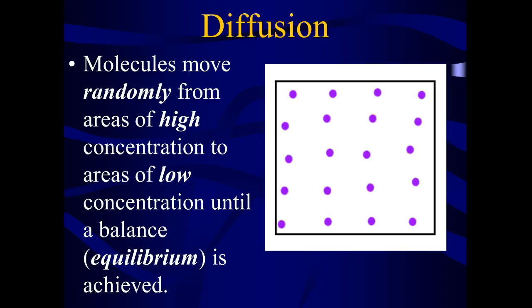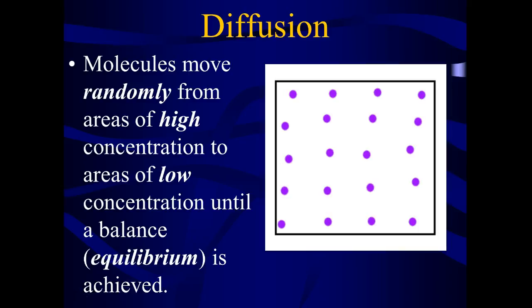When you're sitting in your bedroom and your mom starts to make some chocolate chip cookies, you smell them because of diffusion. Those chocolate chip cookie molecules were really highly concentrated in the oven, and they're moving randomly. They sneak their way out of the oven and start moving across the house, and they're trying to balance themselves out. Inside a living thing, this would happen, of course, with different kinds of substances.